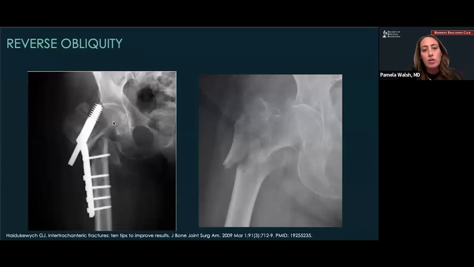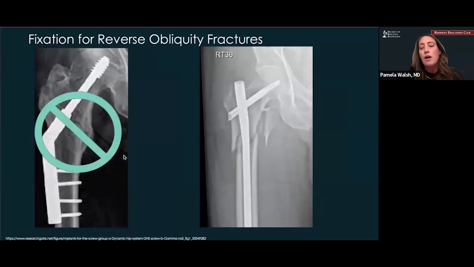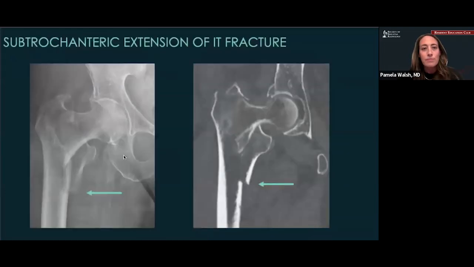So here's an example from the literature where they use a dynamic hip screw, and instead of compressive forces against the fracture, it results in distraction of the fracture fragments, and then it results in hardware failure. So when you see a reverse obliquity fracture, the surgeons are going to opt for intramedullary fixation. And then another feature of stability is subtrochanteric extension. So that's also something that's really important to mention. And again, that will skew the surgeon for an intramedullary rod for fixation.